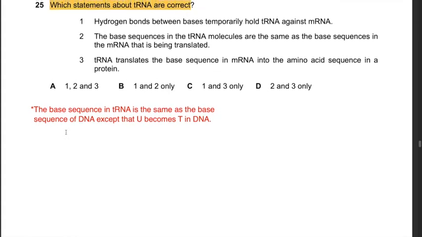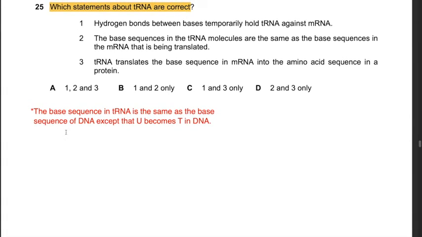Question 25. Which statements about tRNA are correct? 1. Hydrogen bonds between bases temporarily hold tRNA against mRNA. 2. The base sequences in the tRNA molecules are the same as the base sequences in the mRNA that is being translated. 3. tRNA translates the base sequence in mRNA into the amino acid sequence in a protein.